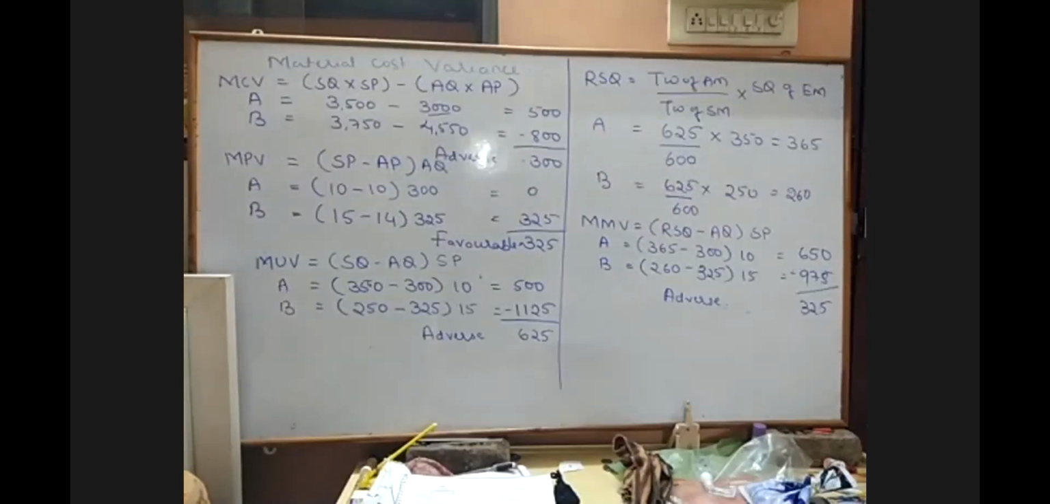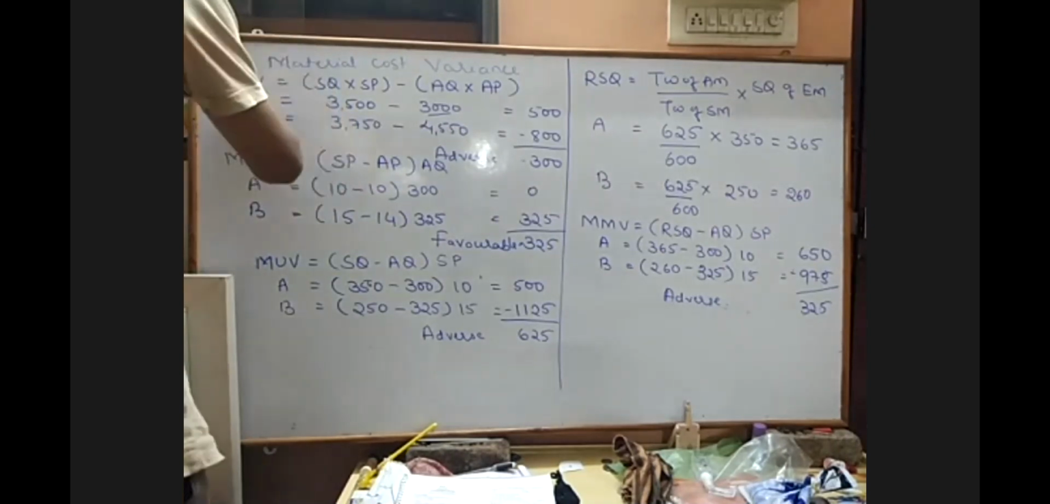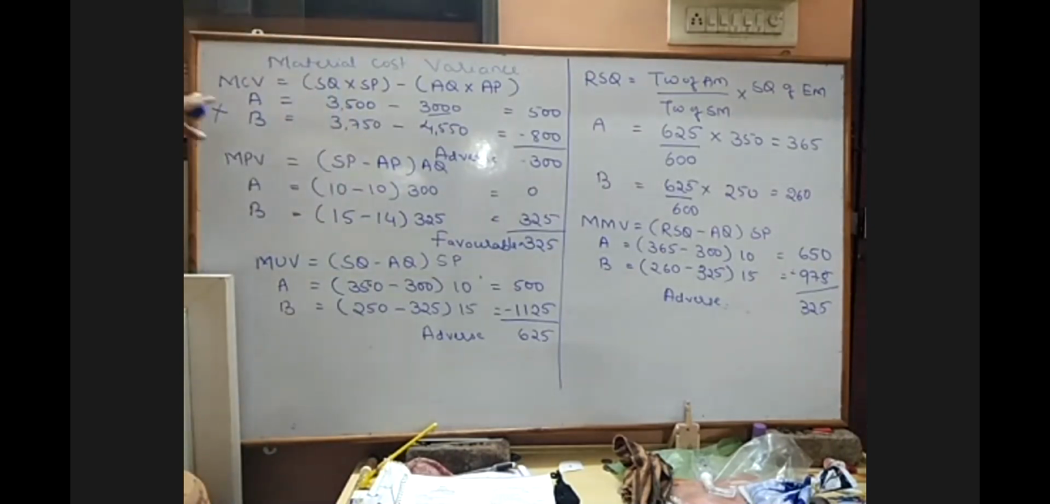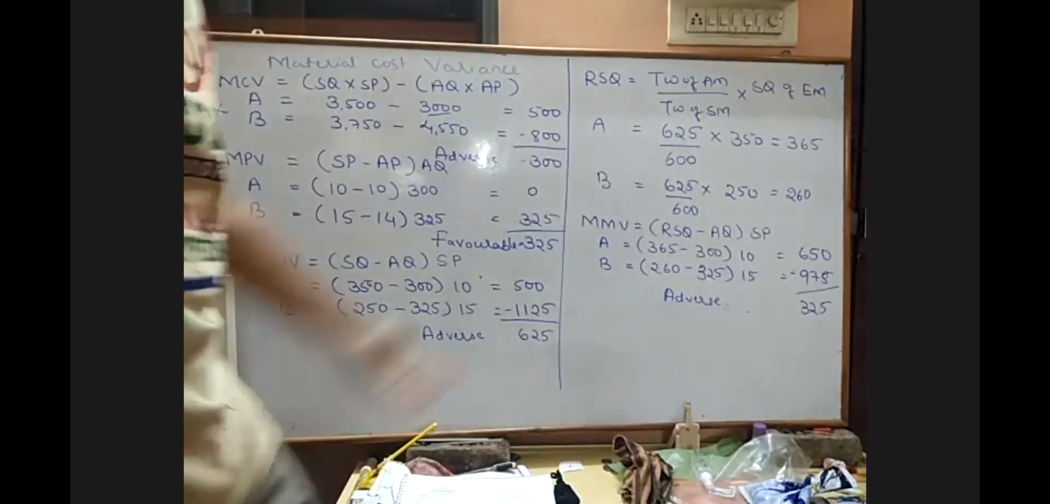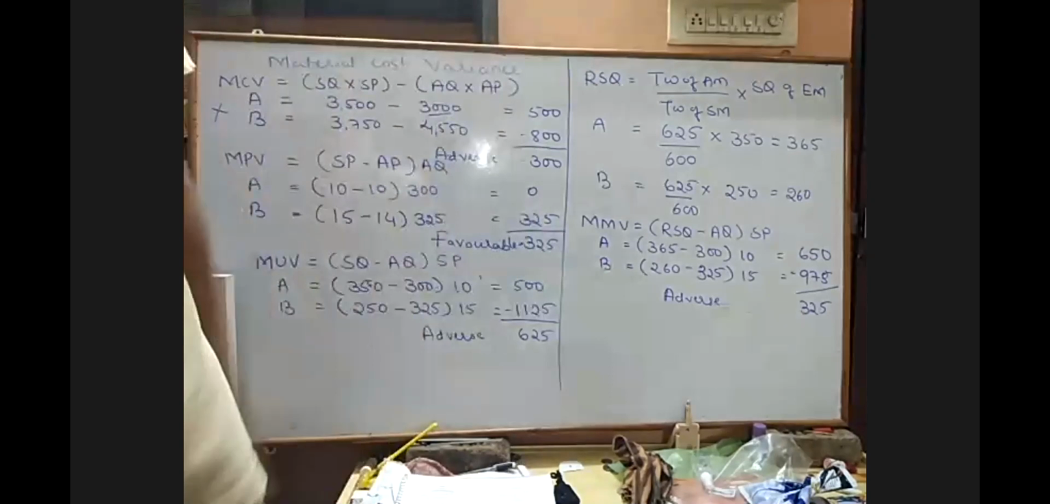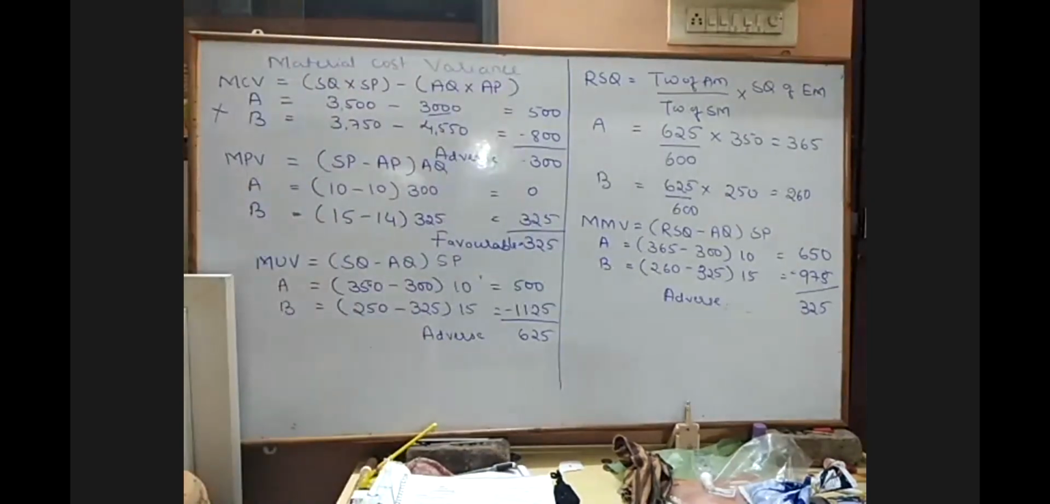So this is how we need to calculate these four ratios. Even this was not part of your solution, but still I have given it to you so that you know how it would be if the problem had material cost variance. And next is material price variance, material usage variance, and then material mix variance. And the revised standard quantity, don't complicate it, it is very easy.